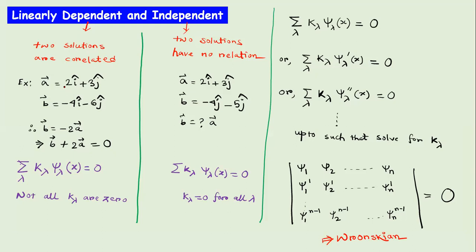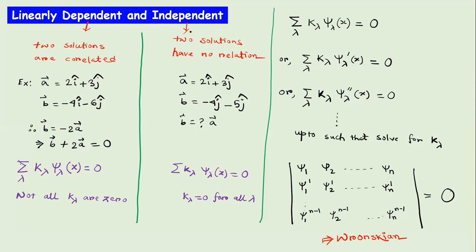Suppose you have two vectors: a is 2 i cap plus 3 j cap, and another vector b is minus 4 i cap and minus 6 j cap. So you can write the b vector in terms of the a vector, so they depend on each other. That means if you know one vector, then you can easily calculate the other vector. That is the linear dependency.